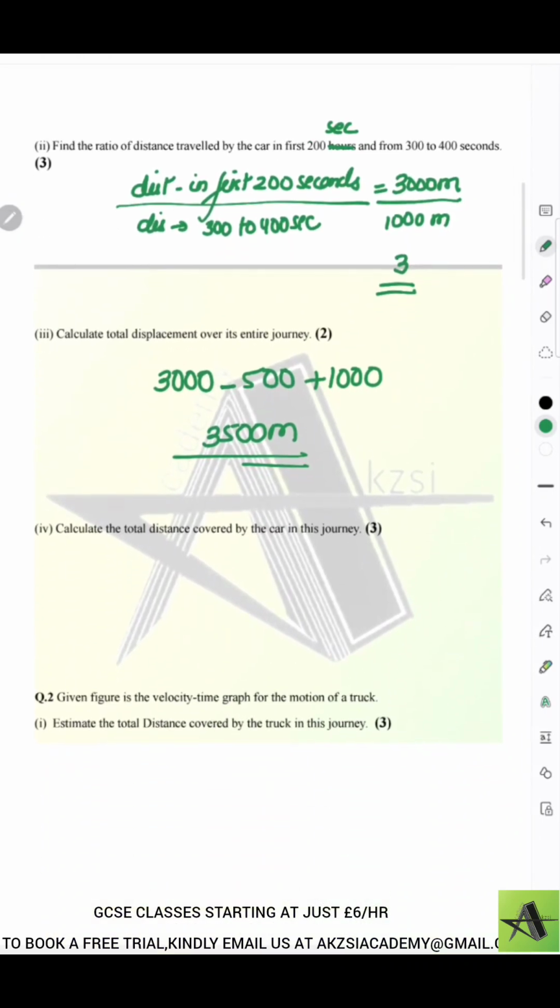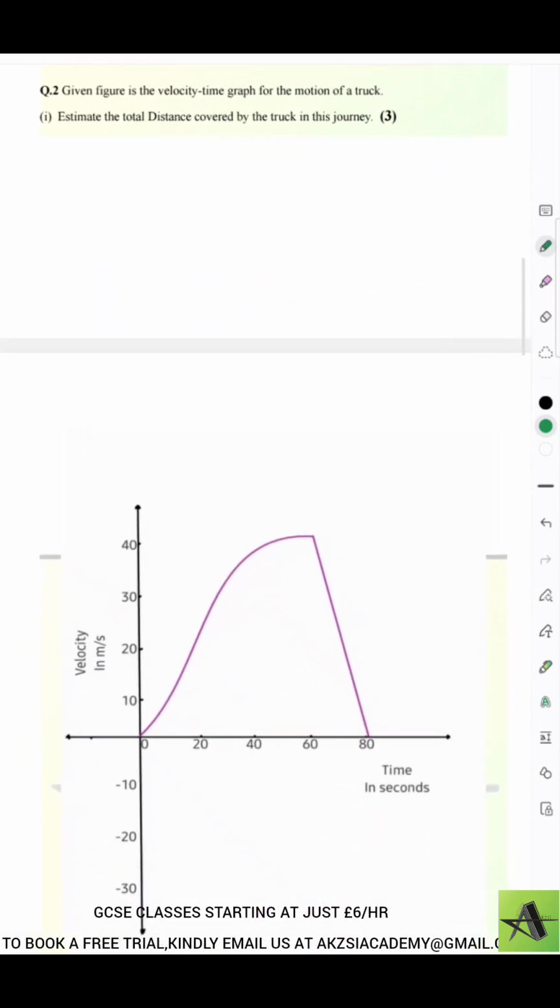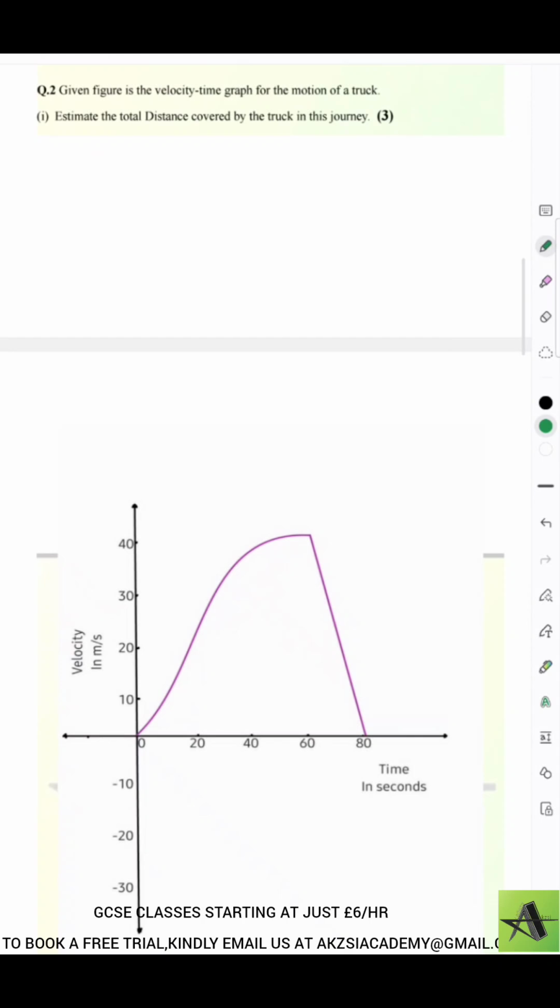Now the fourth one says calculate the total distance covered by the car in this journey. So same: 3000 plus 500 plus 1000, which is 4500 meters. That would be the total distance covered by this car in this journey. Moving on to question number 2. The given figure is the velocity-time graph for the motion of a truck. Estimate the total distance covered by the truck in this journey.